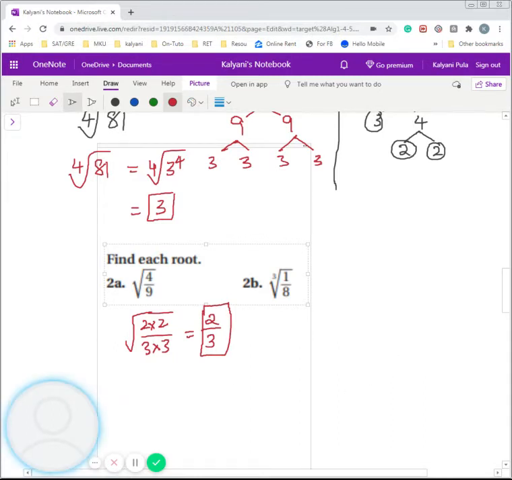So let's go try the letter B, 1/8. What could be the cube root of that? Cube root means we have to have a group of 3.